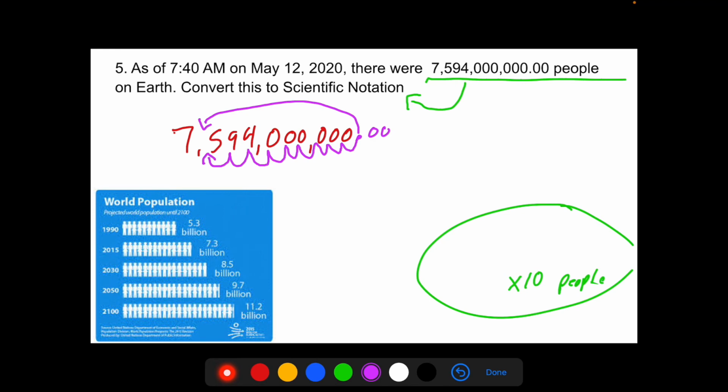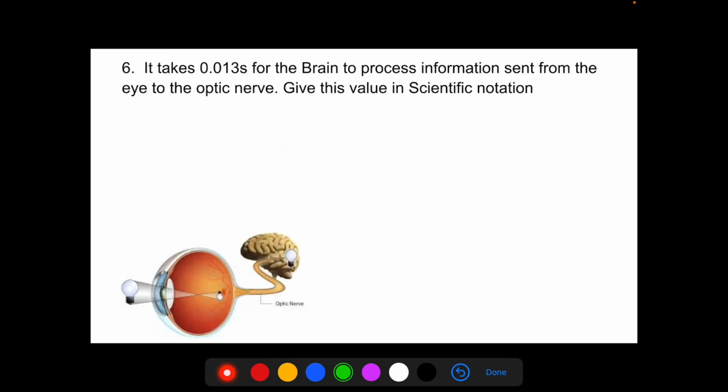My answer right down here is 7.594. Don't forget, you need to add those non-zero numbers, times 10 to the 9th people. Incredibly large number. Too many people on the planet. If you look right here, it's projected to get even bigger. Oh my gosh.